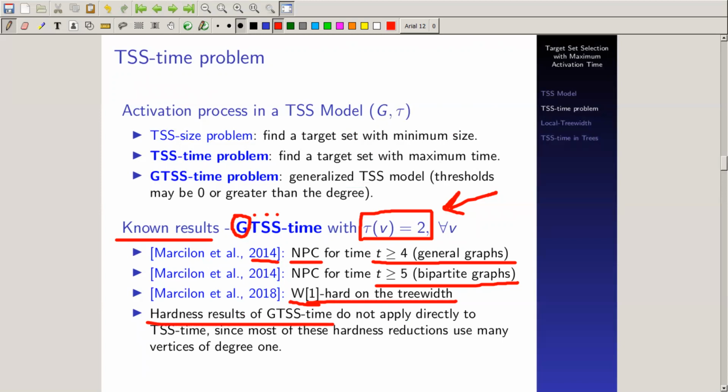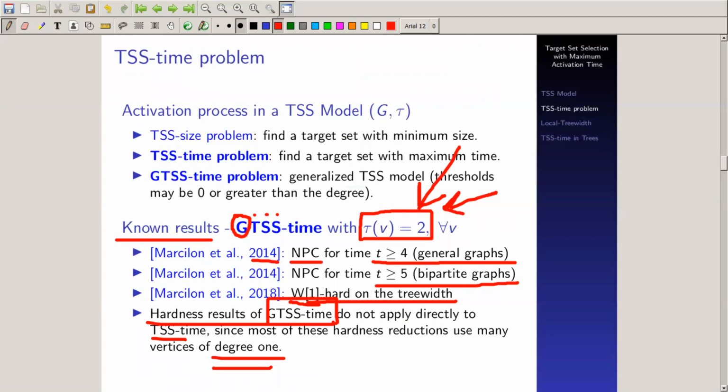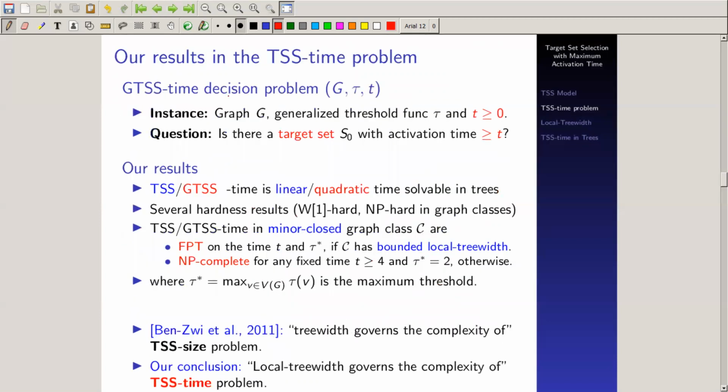Hardness results on GTSS time do not apply directly to TSS time, since most of these hardness reductions use many vertices of degree 1, which is not allowed when all thresholds are 2 in TSS time, but is allowed in GTSS time. Vertices of degree 1 in these reductions are very important to control the activation process.